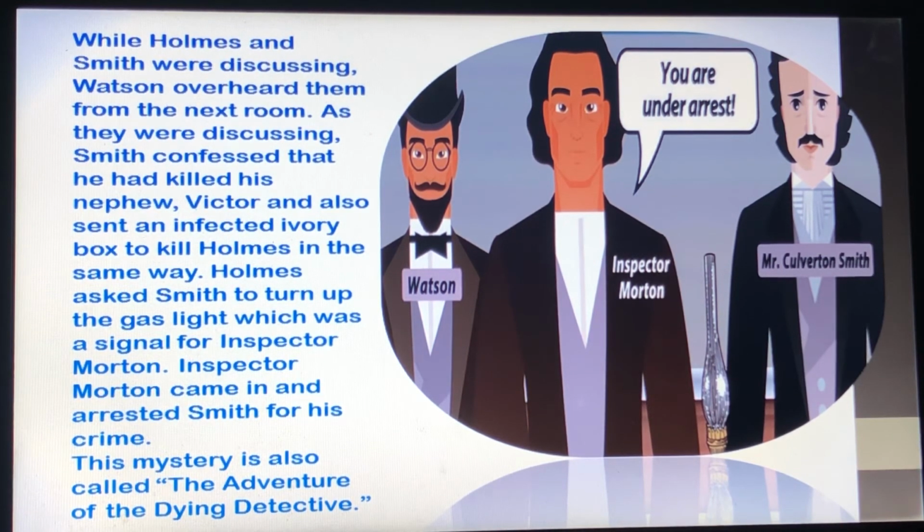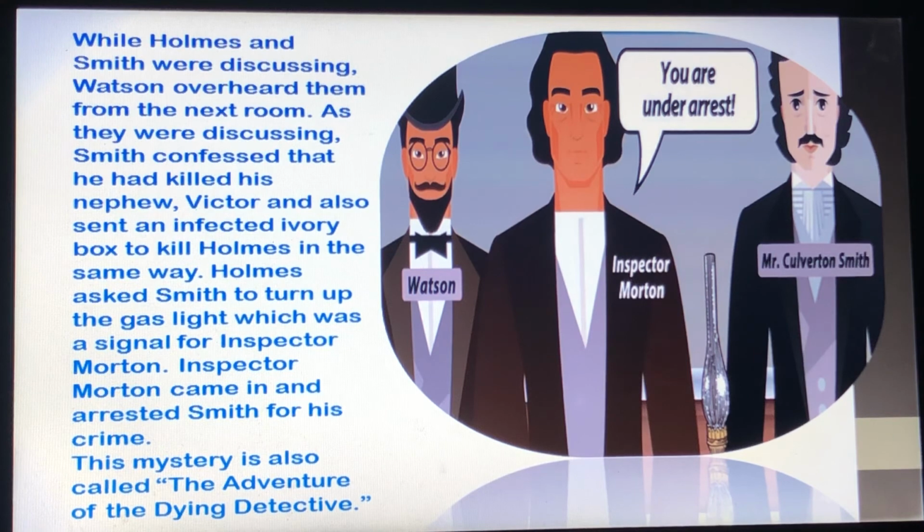Holmes explained to Watson that he acted in order to make Smith confess his crime, and apologized for behaving rudely to Watson. He didn't eat food or drink for 3 days, so he was weak. Thus Watson, unknowing, helped Holmes to catch Smith.